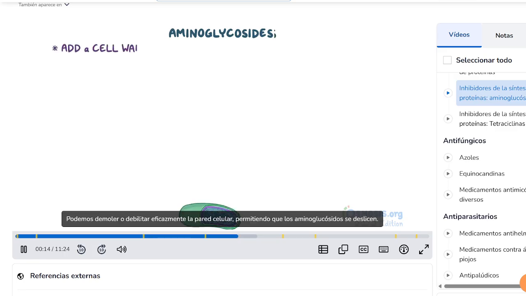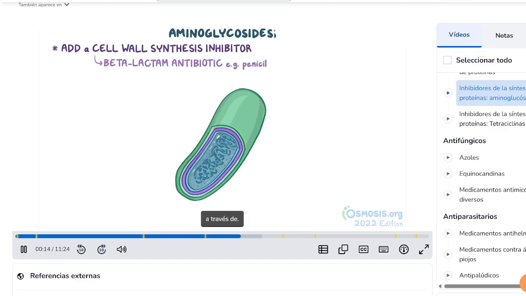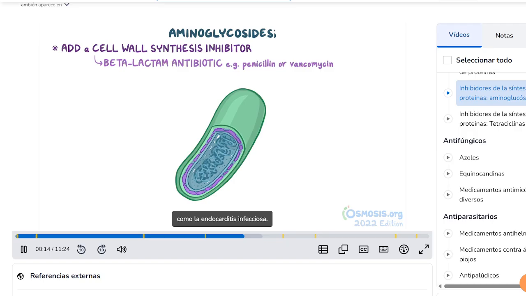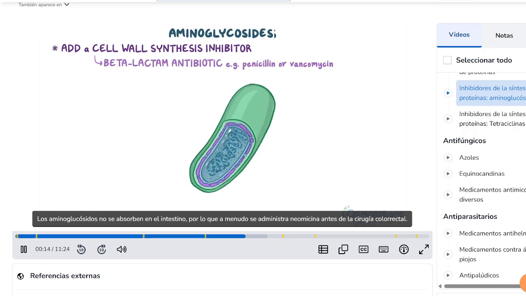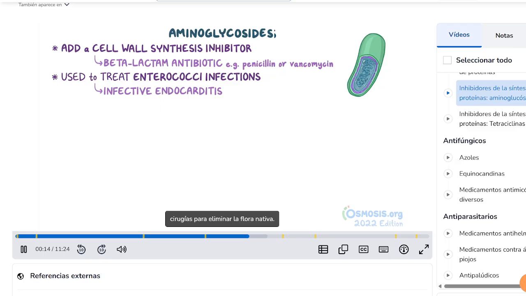Now, remember how the thick cell wall on gram-positive bacteria stops aminoglycosides? If we add a cell wall synthesis inhibitor, like a beta-lactam antibiotic like penicillin or vancomycin, we can effectively demolish or weaken the cell wall, allowing aminoglycosides to slip through. A combination like this is used to treat gram-positive enterococci infections like infective endocarditis.